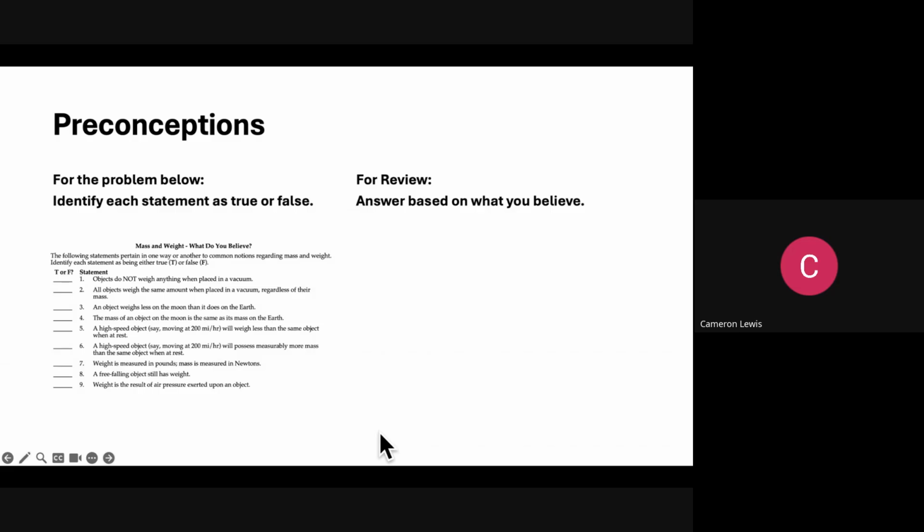Because they didn't specify if they were using like a metric, because weight technically is in pounds over here in America. Okay. Free falling object still has weight. True or false? True. Anybody debate? Want to say false? Okay, going with true. Weight is the result of air pressure exerted upon an object. False. Why do you say false?